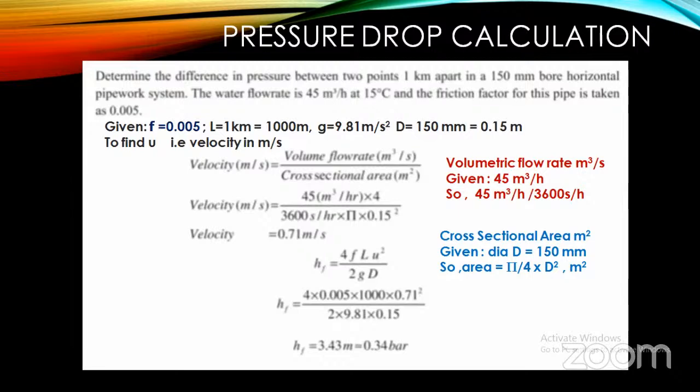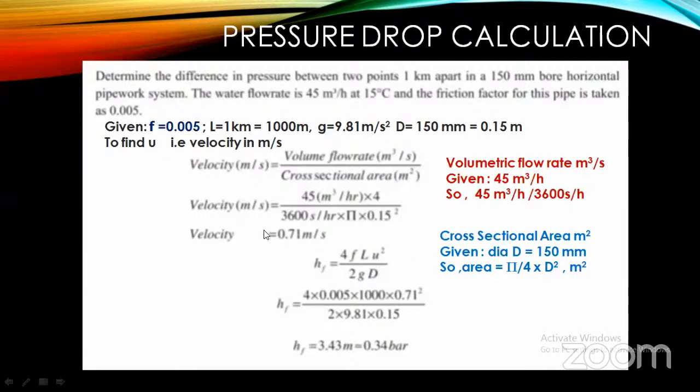So here the difference in pressure, hf, is asked to be found out between any two points. The distance between the points, the length of the pipe, is given to be 1 kilometer, and it is a horizontal pipework system. The water flow rate is given in meter cube per hour, and the temperature is given. The friction factor is given to be 0.005.